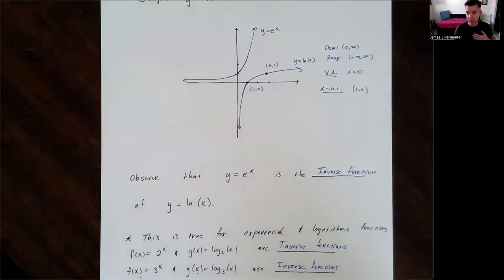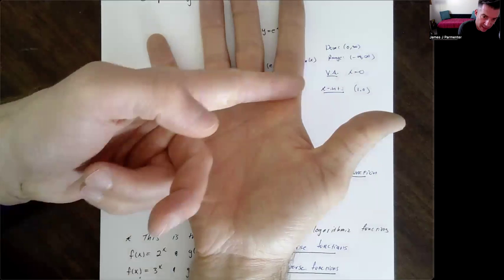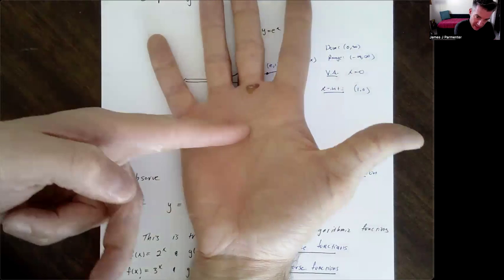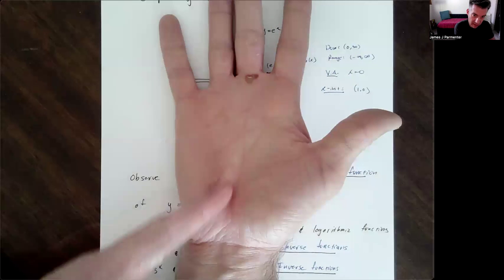One more thing I'll say about them before we start transforming them is if you look at your right hand, you can kind of see that this line up here kind of looks like an exponential function like e to the x, and this line here kind of looks like a logarithmic function like the natural log of x.